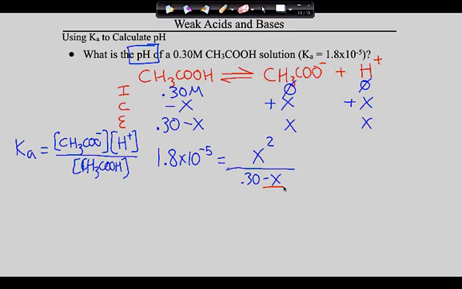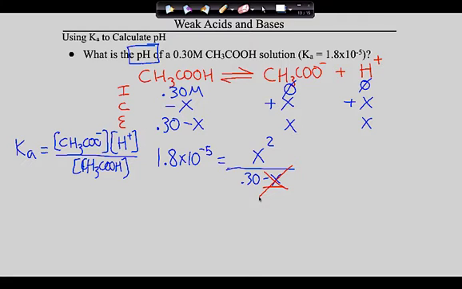Does that make sense? So guys, look at what we just said. We said that this value for X represents the amount of acetic acid that's going to fall apart. But now we know, based upon the Ka value, that X is going to be itty-bitty. And guys, it turns out that it is so itty-bitty that we can get rid of it.